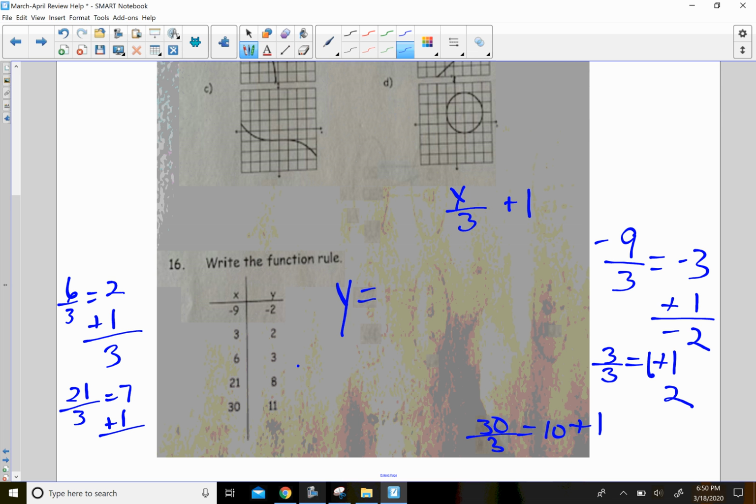So it did work. So it's kind of just looking for a pattern in the numbers to help me figure it out. So my rule would be take x, divide it by 3, then add 1. That would be the rule for this function. Take each x, do these rules to it to get your y.